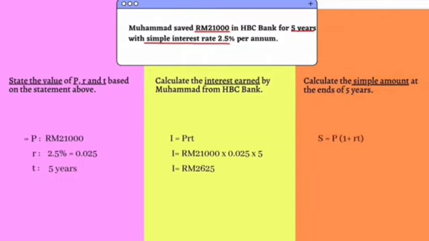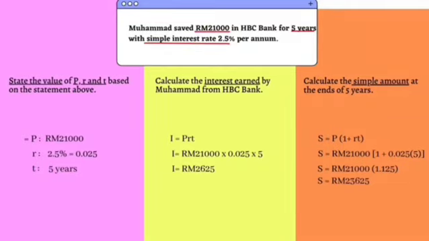For question C, calculate the simple amount at the end of 5 years. The formula for simple amount is S equal P in bracket 1 plus RT. So S equal P, RM21,000, in bracket 1 plus R, 0.025, times T, 5. Simplify it, then we get the answer RM23,625.